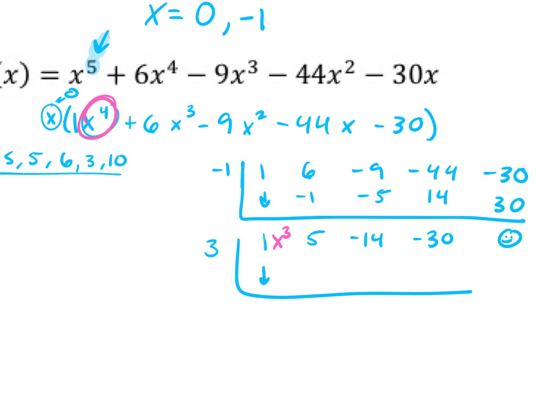Let's try 3. 3, 8. 8 times 3 would be 24. This would be 10, 30. Awesome. 3 works. So I'll add that to my list. Now that we divided, we took away one more x. This would be x squared plus 8x plus 10. Now you can just factor it. Do we have 2 factors of 10 that add to 8?